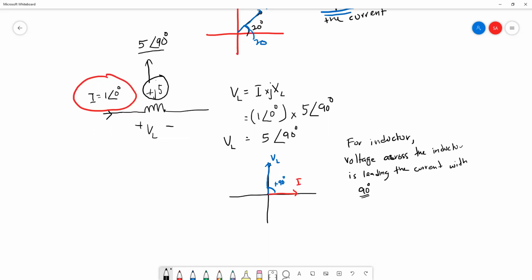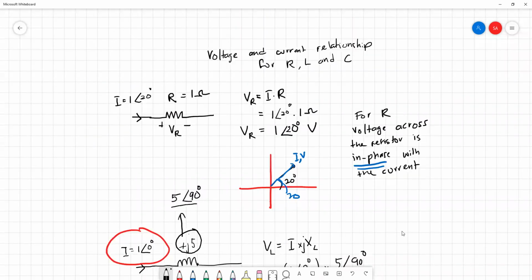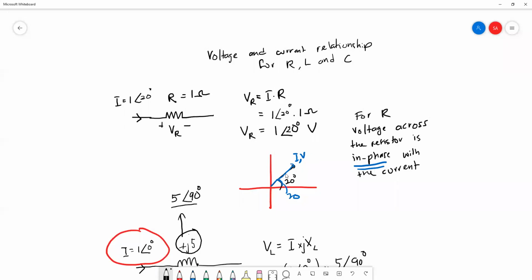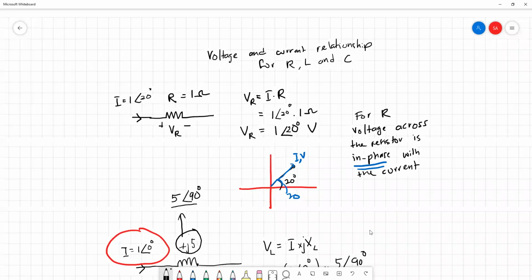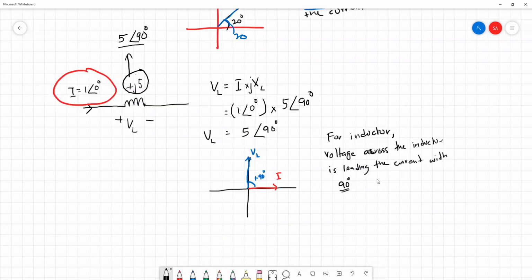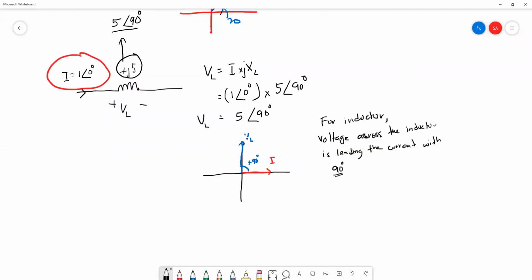For the inductor, the voltage will always lead the current with a phase angle of 90 degrees. I would like to remind, for the resistor, the voltage and current are in phase, okay? No phase difference. But for the inductor, the phase difference between the voltage across the inductor and the current that flows inside the inductor is always different by 90 degrees.